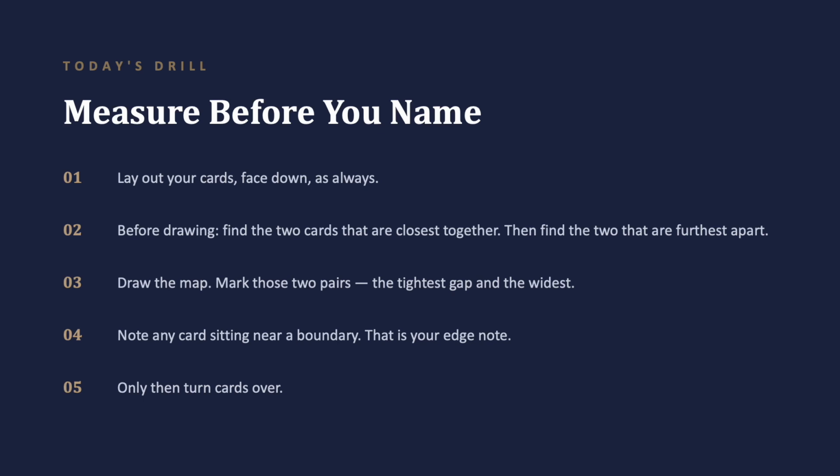That is the whole drill. Notice what it does. By the time the first card is face up, you have already made 4 separate observations about the field, and not one of them can be contaminated by what the cards turn out to be. You have taken your measurements before you could be tempted to adjust them. That is the entire architecture of this method in miniature.